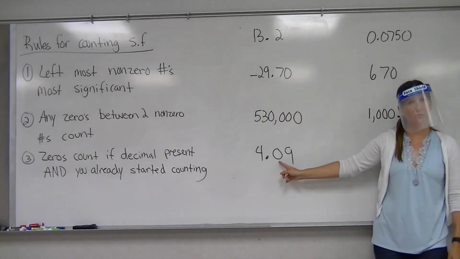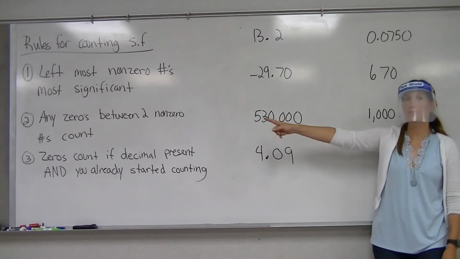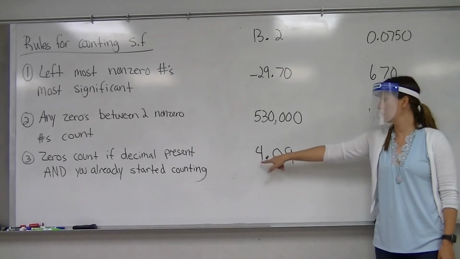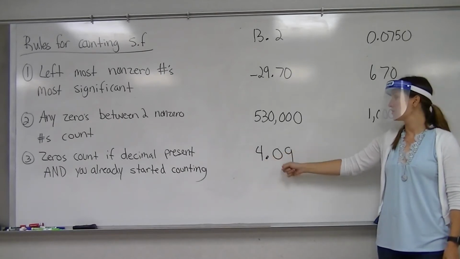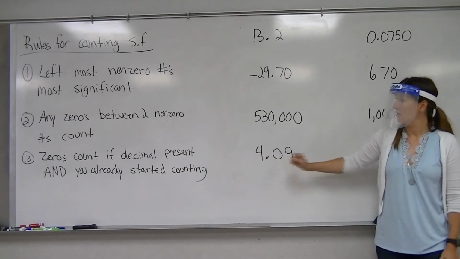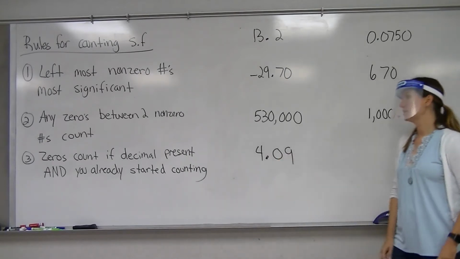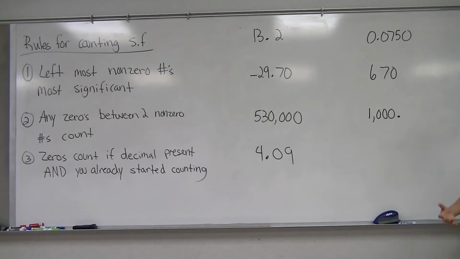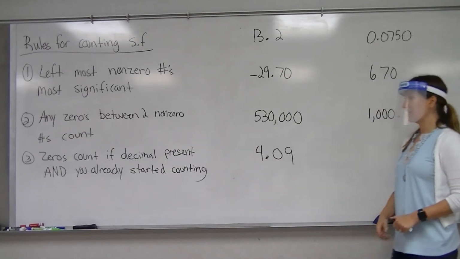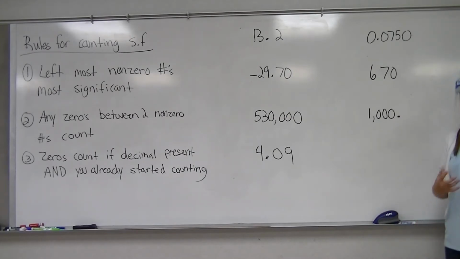We have a 0. How do we know if it counts? Well, rule 2 applies. This 0 is between a 4 and a 9. It's between 2 non-zero numbers, so this 0 will count as a significant figure. The last rule is giving us another time when zeros count. So zeros can count if there's a decimal and if you've already started counting.